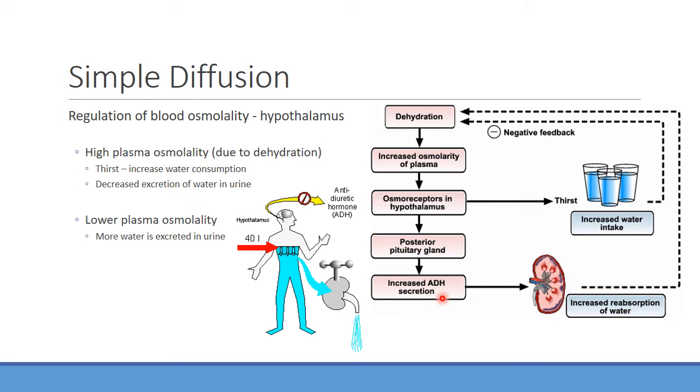Notice we can have negative feedback loops as well that affect this. So, for instance, if the blood now becomes more dilute, now that we've got more fluid on board, it's going to shut down this process, right? So it's not going to be secreting any more antidiuretic hormone than we need, hopefully.